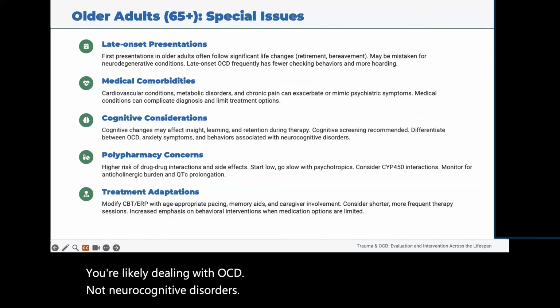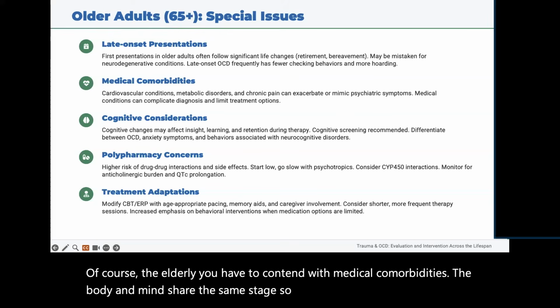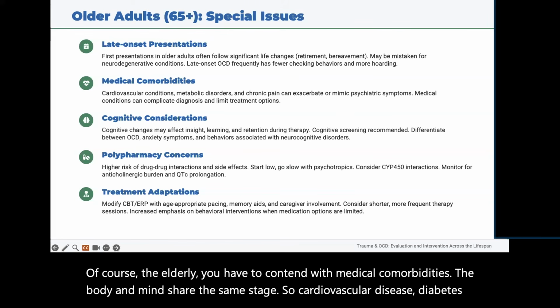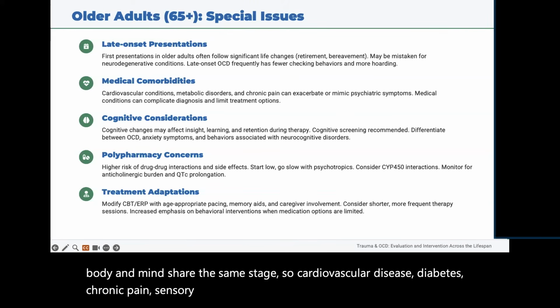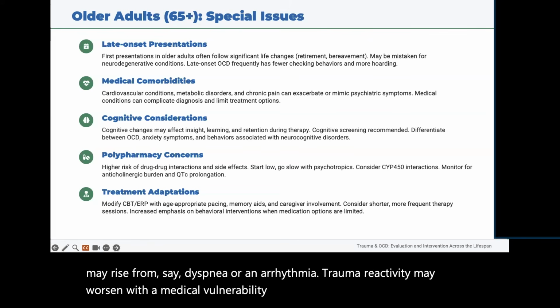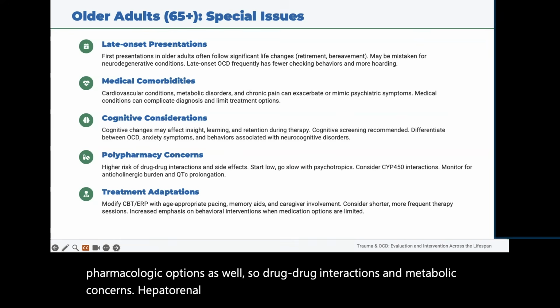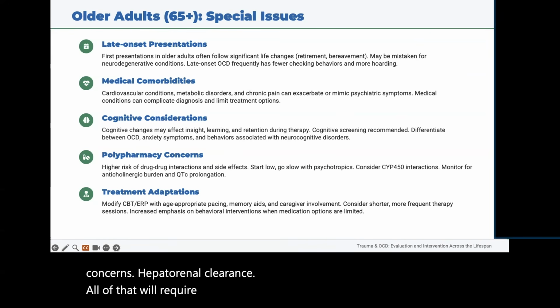And of course, in the elderly, you have to contend with medical comorbidities. The body and mind share the same stage. So cardiovascular disease, diabetes, chronic pain, sensory loss, all interact with psychiatric symptoms. Anxiety may rise from, say, dyspnea or an arrhythmia. Trauma reactivity may worsen with a medical vulnerability. Medical illness also constrains your pharmacologic options as well. So drug-drug interactions and metabolic concerns, hepatorenal clearance, all of that will require extra attention on your part.